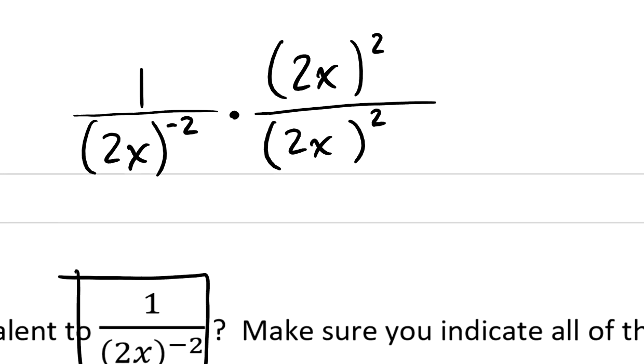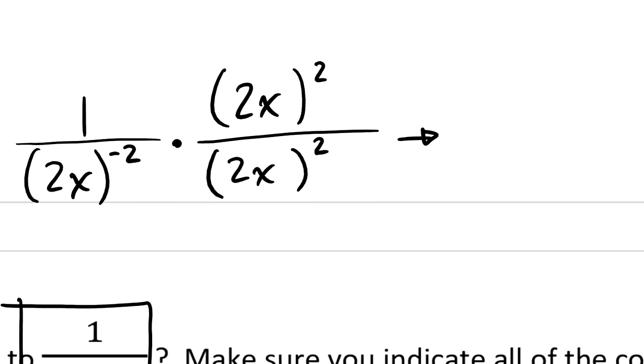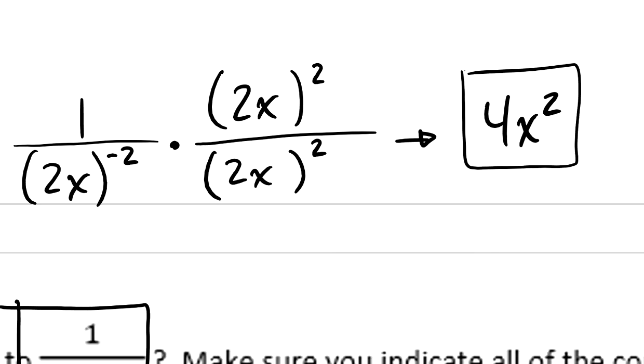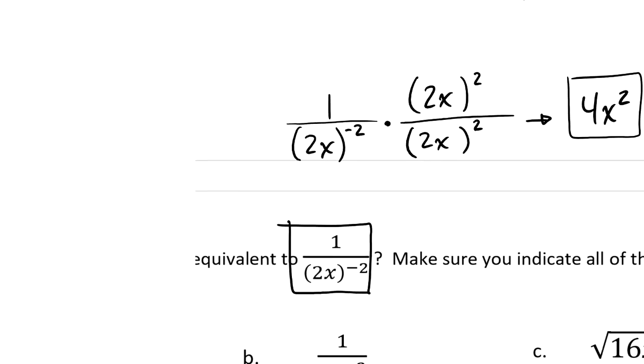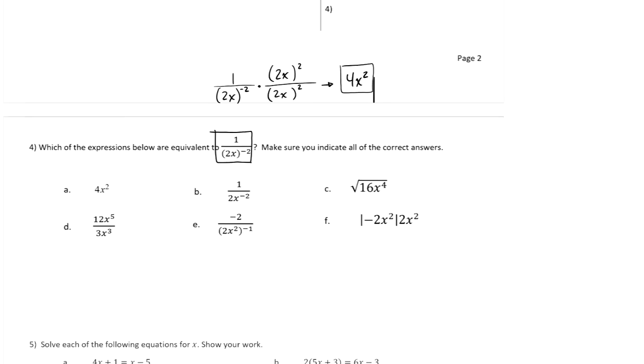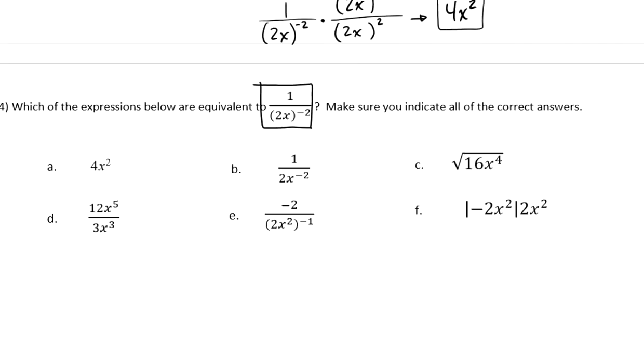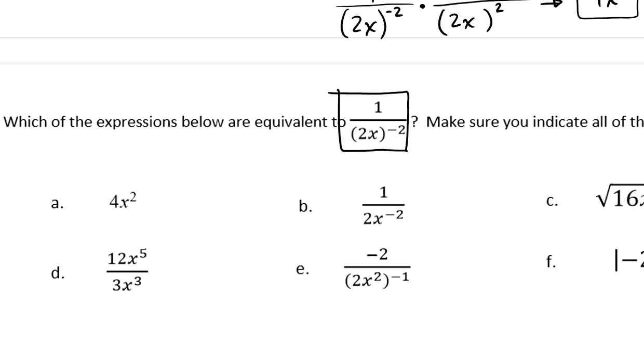Now again, our reasoning is, what do we have in the denominator now? We've got 2x to the 0 power, which is just the number 1. So our denominator is 1, and in our numerator we've got 2x times 2x, which is 4 times x squared. So what we are looking for are expressions that are equivalent to 4x squared. I thought there were 4 of them initially when I glanced at the problem, but on careful inspection there are actually only 3. The first and most obvious one that's equivalent to 4x squared is A, right?